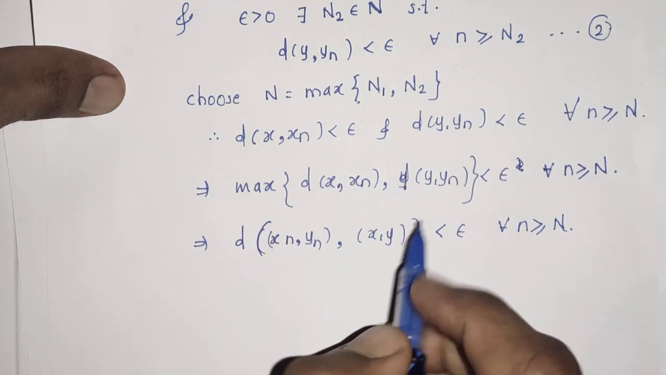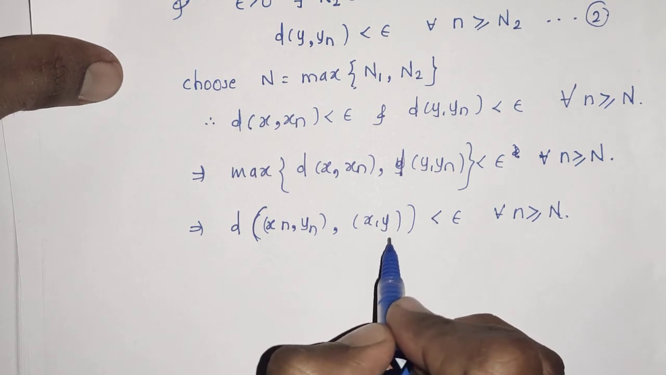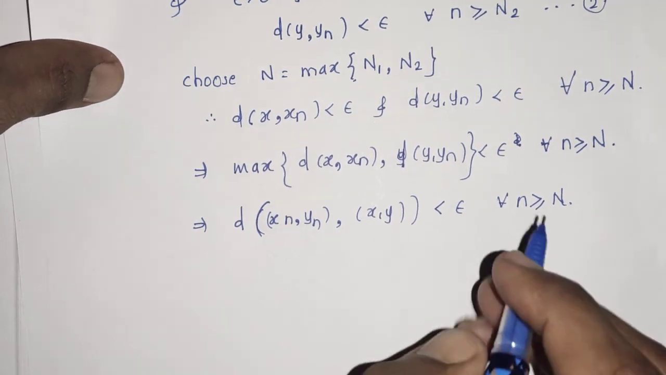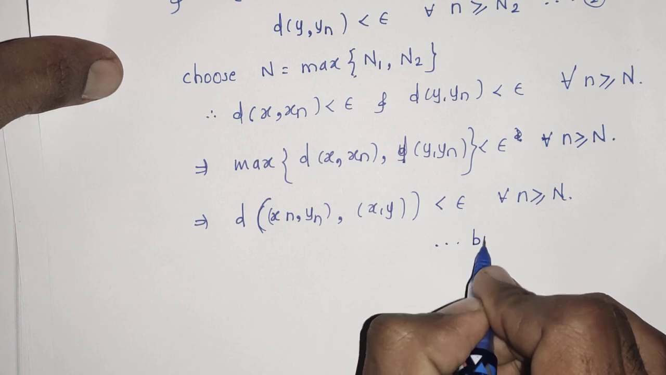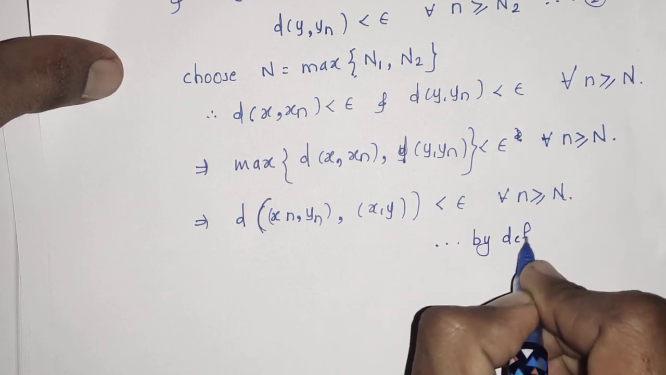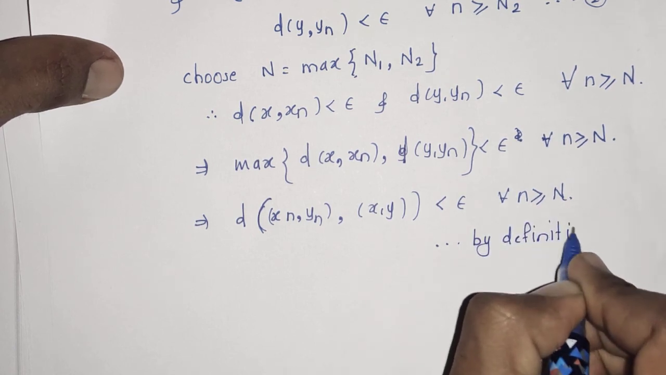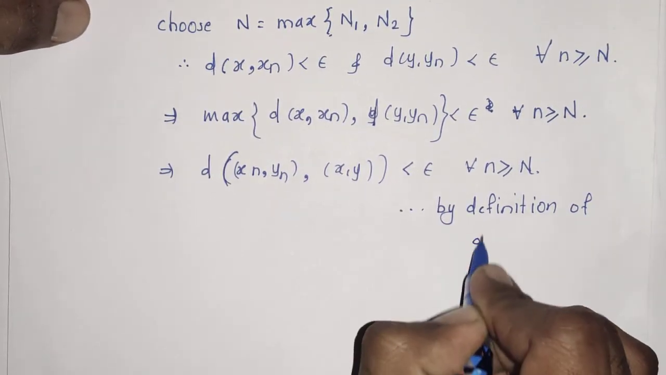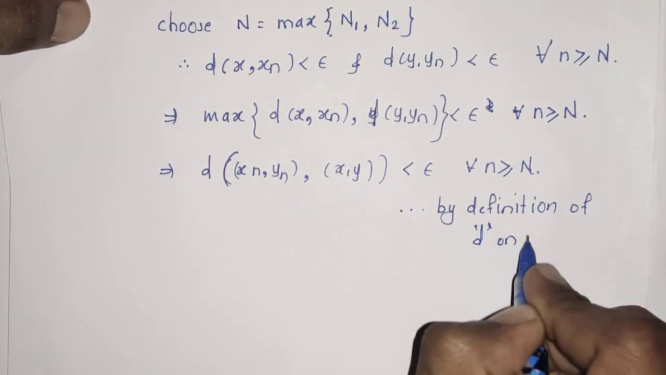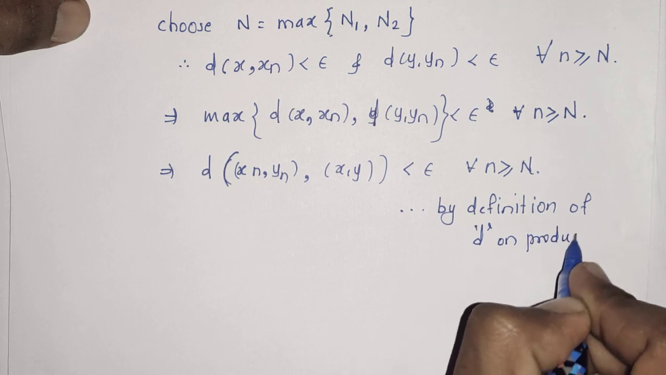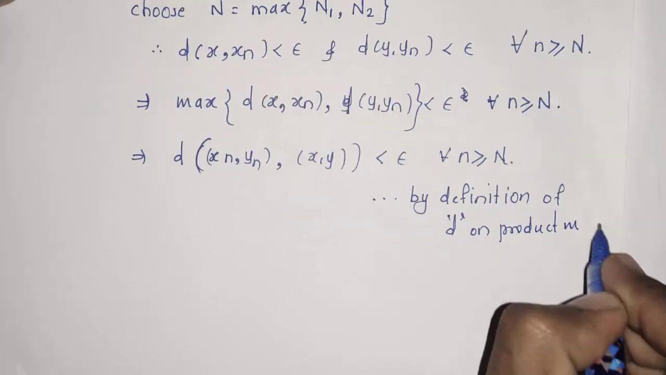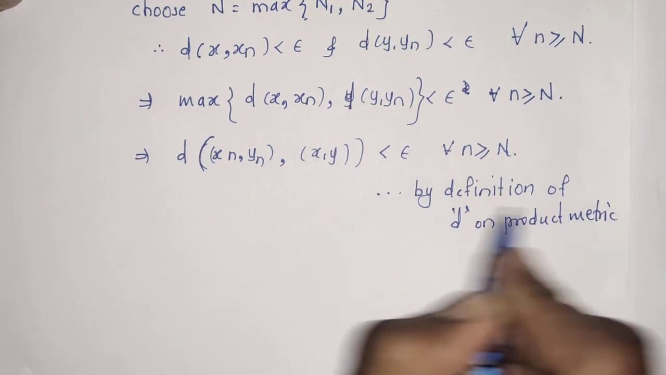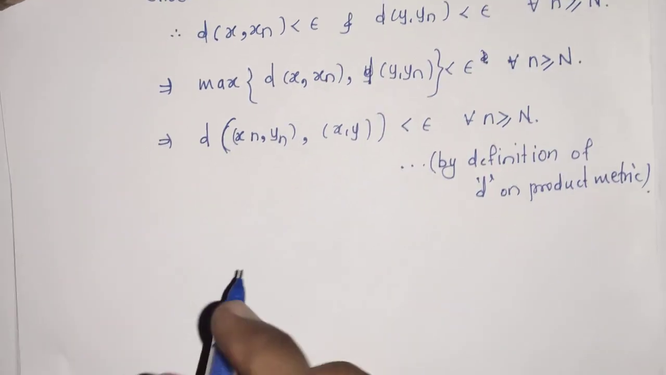This is the definition of metric on product metric space that we have seen in the first chapter. This is by definition of D on product metric, by definition of D on product metric.